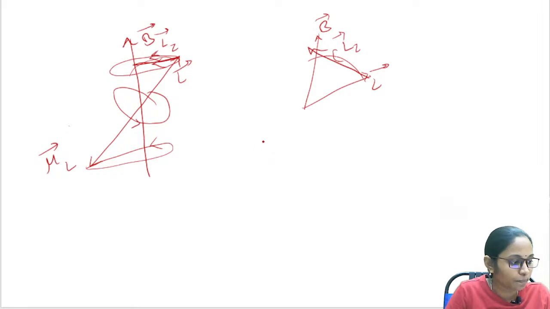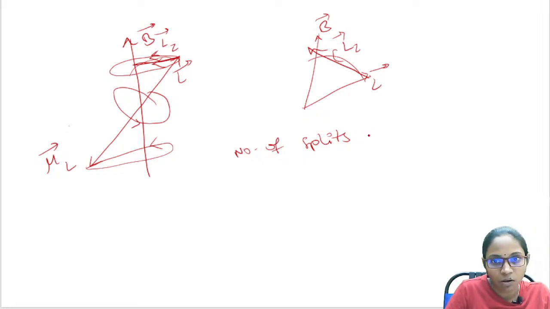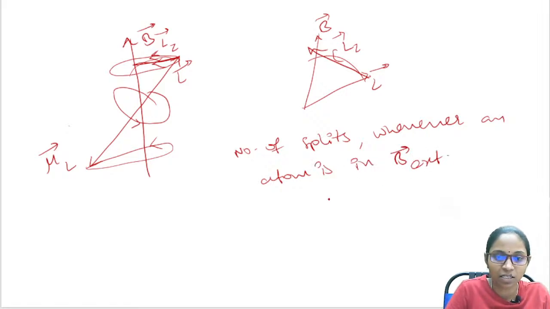And how many splits take place? Let's see. The number of splits whenever an atom is placed in an external magnetic field is 2L plus 1. This is one more important point.